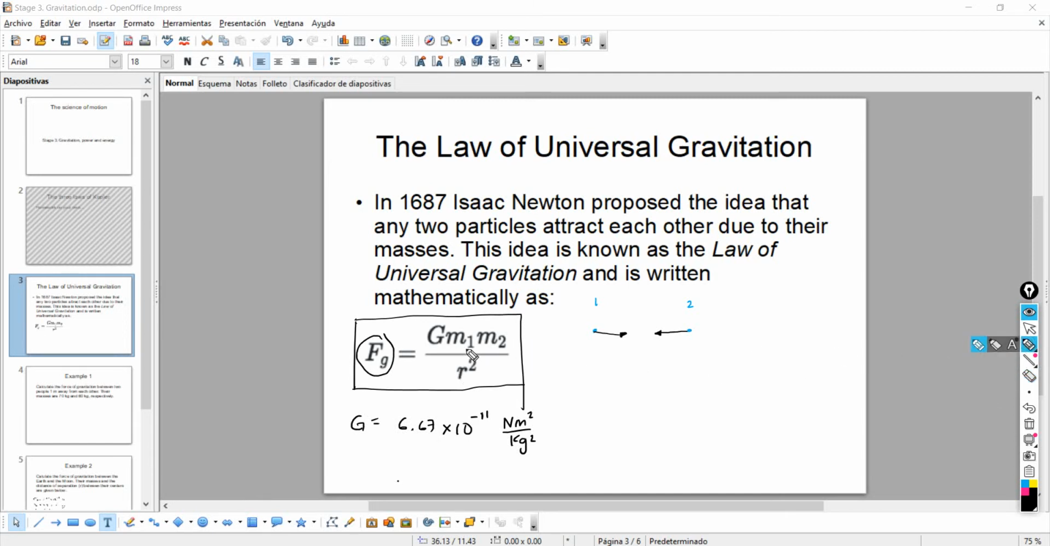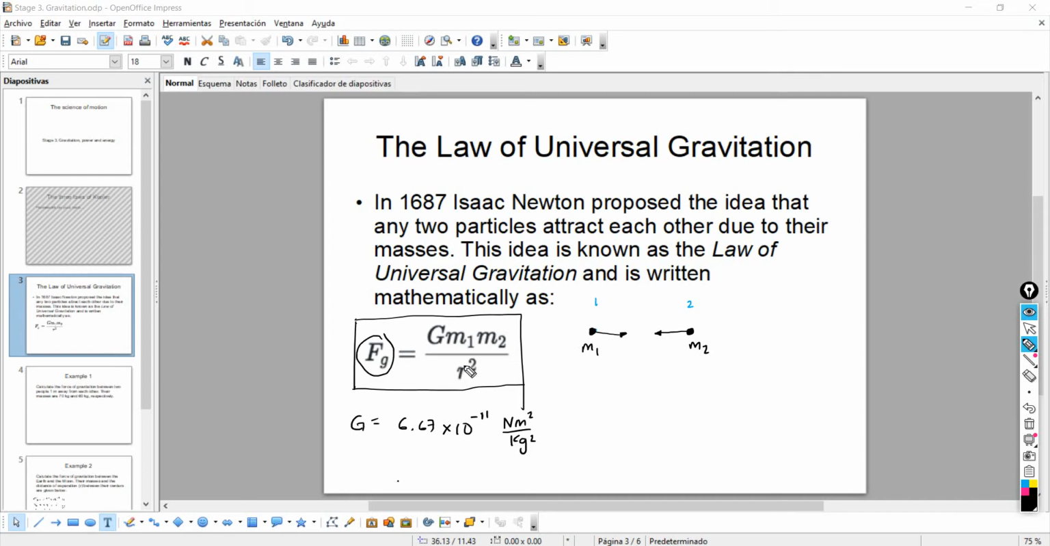Okay, now what is M1 and M2? Perhaps you're already guessing that M1 and M2 are the masses of these two particles. Let me draw them a little bigger. This is mass 1, this is mass 2. That's what M1 and M2 represent. Which particle you call mass 1 is completely irrelevant. It doesn't make any difference.